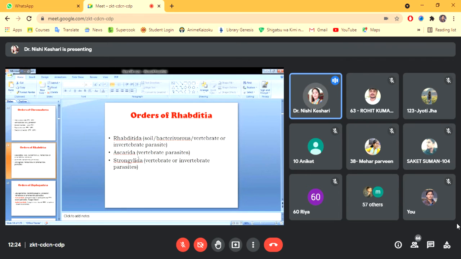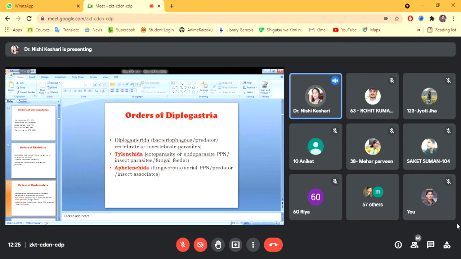Ascaridida causes diseases in humans, so these are parasites. Strongyloidida are also parasites. In Rhabditia, there may be soil parasites, bacteria feeders, or vertebrate or invertebrate parasites. So these Rhabditia are very well developed, but they don't contain plant parasites.